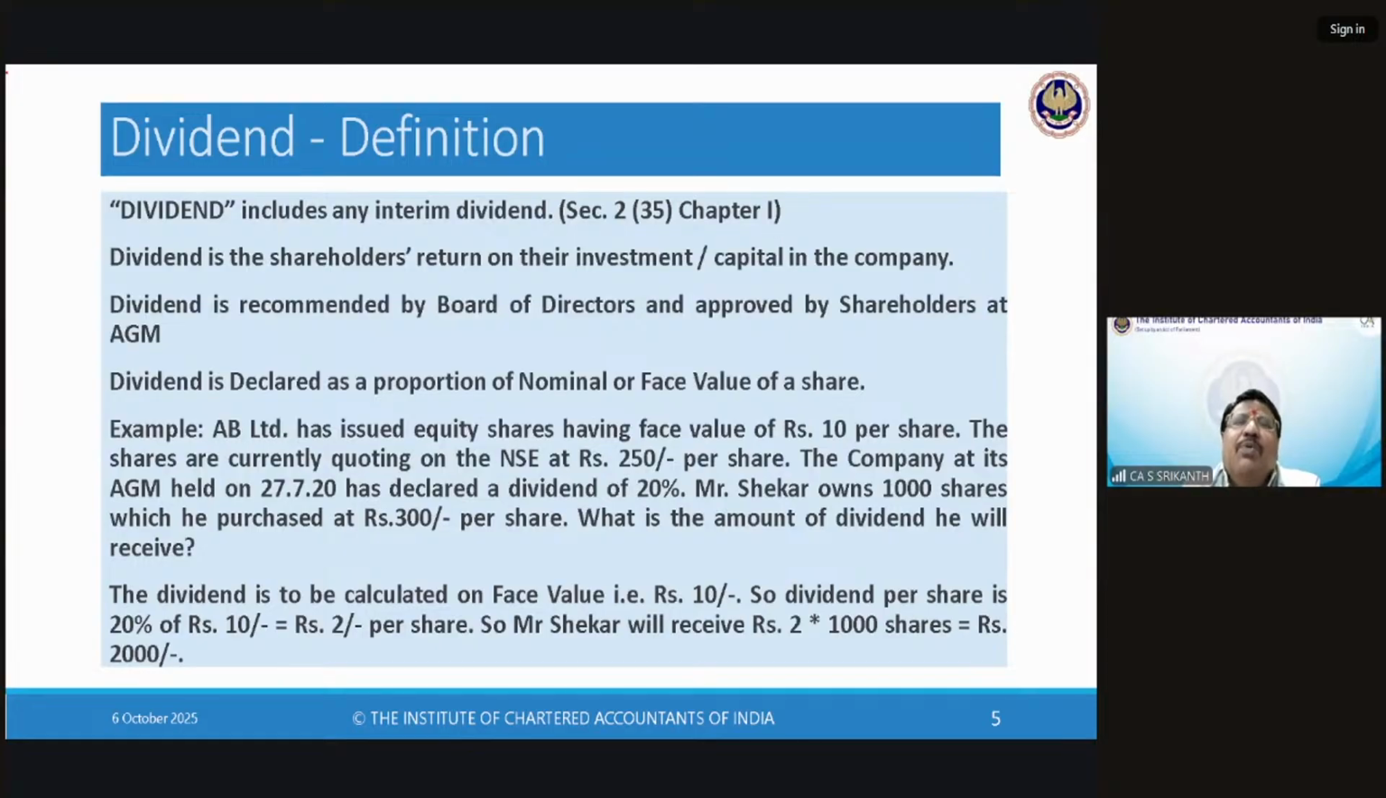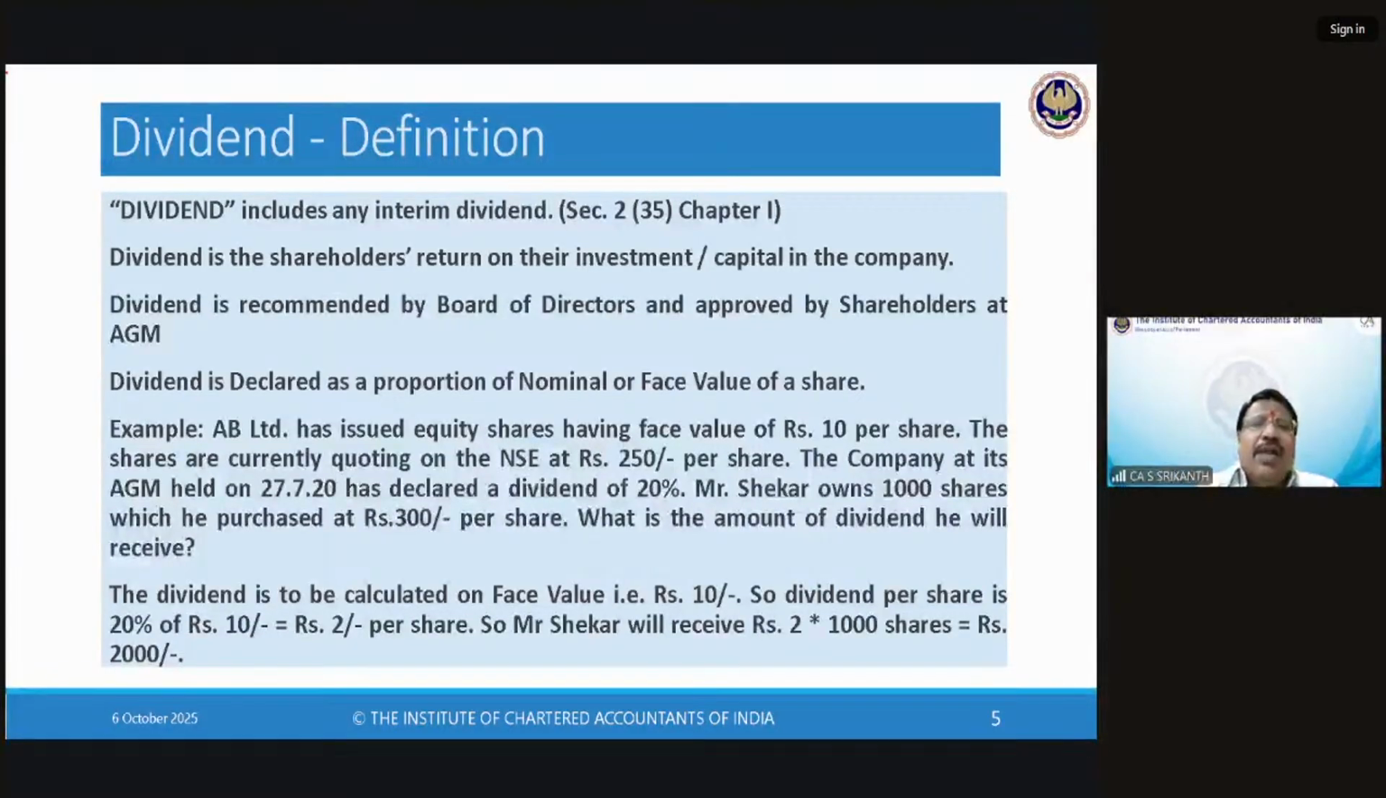Interim means in between. Sometimes, when you go to a movie, they suddenly stop the movie and say intermission. What is that intermission? In between, an interval, a gap, in the middle, something like that. Or anytime. See, interim need not be exactly half year. Anywhere during the year, we can declare it. The idea is like this. When we come to interim dividend, I'll tell you more about it.